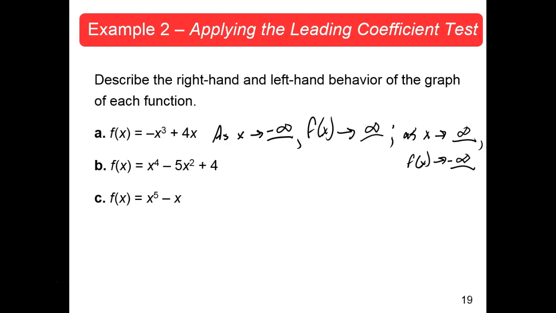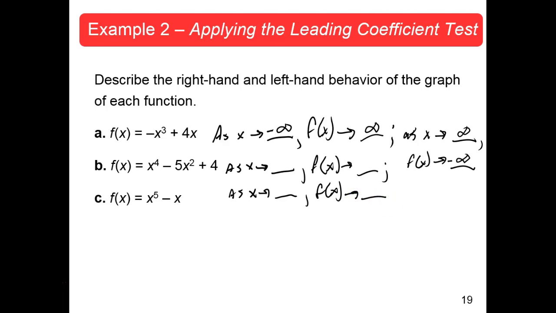Okay? Let's do number B. Okay? Let me go on and fill in the blanks. As x goes to blank, f of x goes to blank, as x goes to blank, f of x goes to blank. Okay? What do I fill in the blanks? Before I even look at the problem, I have infinity in every one of them. Okay? All right. And then what do we do for the x's?